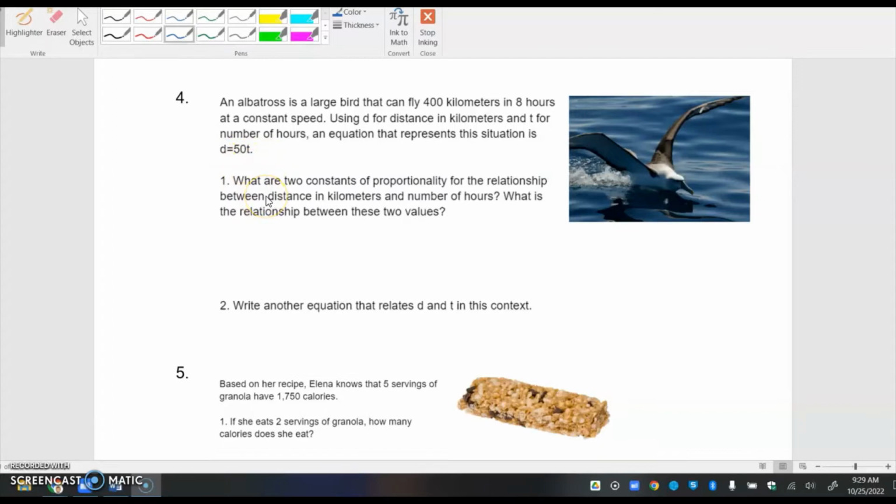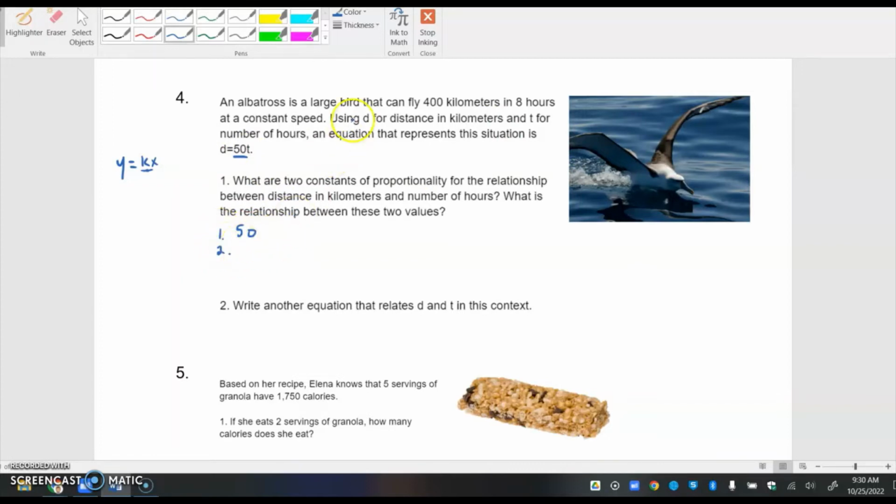Okay. Number 1 says, what are two constants of proportionality for the relationship between the distance in kilometers and the number of hours? And what's the relationship between these two values? So right away I can tell that this is my k value. Remember we talked about the equation y equals k times x, where k is our constant of proportionality, okay, that rate of change. So what's the relationship? Well, for sure, 50 is one of them.